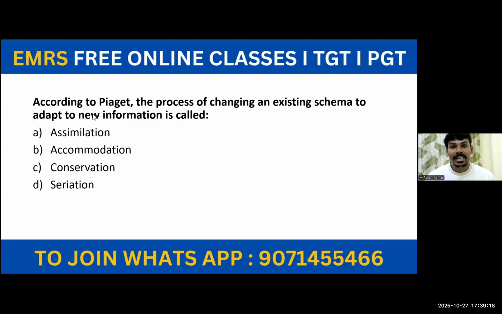So Pallavi says it's B. Yes, the correct answer, you are correct. It is B, accommodation. If you recall, assimilation is fitting new information into existing schemas, right? Accommodation is modifying our existing schema and creating new ones to fit the information that does not align with what we already know. So you are correct. Let us move on to the next question.